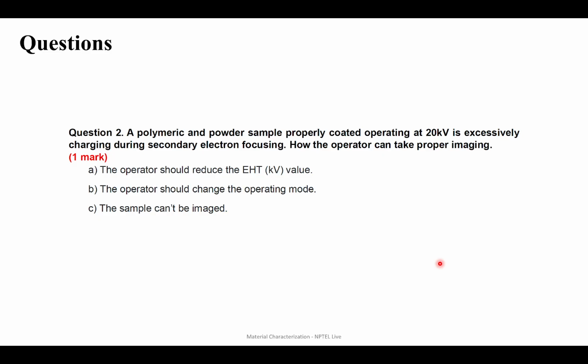A polymer or powder sample properly coated, operating at 20 kilovolts, is excessively charging during secondary electron focusing. How can the operator take proper imaging? The operator should reduce the EHT kV value. The operator should change the operating mode. The sample can't be imaged.